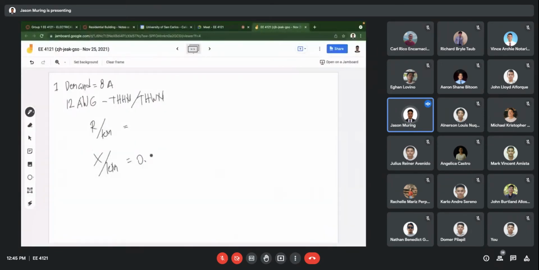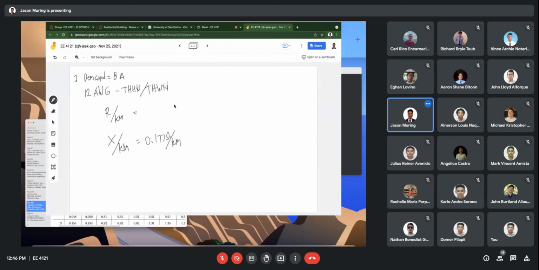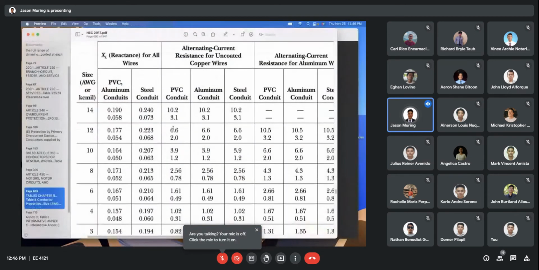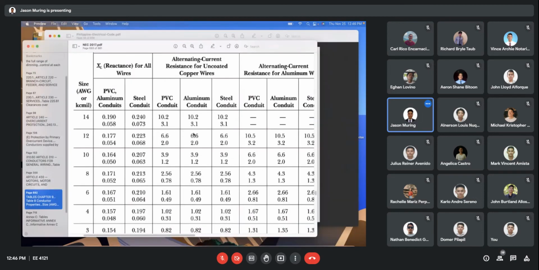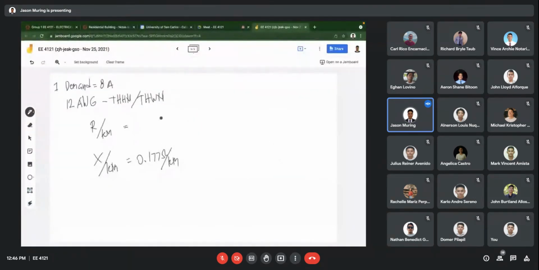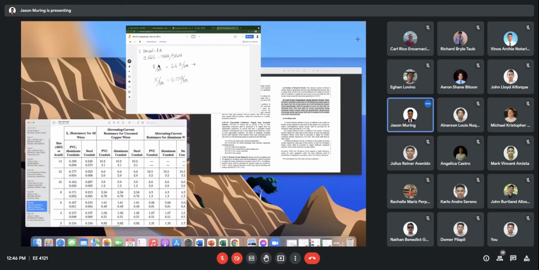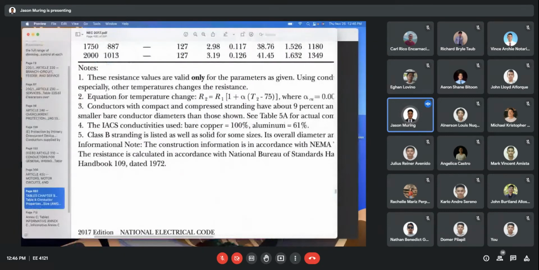Okay, so this value, 0.177, that is ohm per kilometer. Okay, while the resistance, number 12, this is the resistance for PVC. So we use this 6.6. Okay, so 6.6 ohm per kilometer. Again, we have to adjust this to 90 degrees. So base our calculation again on this one.